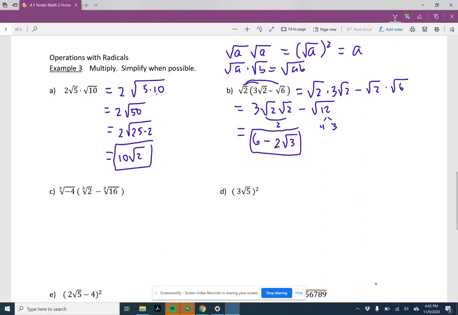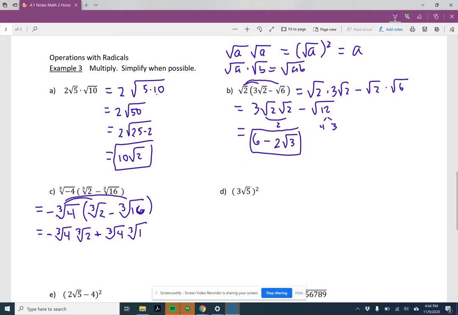Let's try one with the cube root. Cube root of negative 4 is the same as the negative cube root of 4. So first thing, when I have a cube root of a negative, I'm going to pull that negative out in front before I do anything else. Now remember, we're always thinking. So now we're going to distribute. We've got the cube root of 4 times the cube root of 2. And then we've got negative and negative make a positive now. We're multiplying a negative times a negative as we distribute, right? So that becomes a positive, and we've got the cube root of 4 times the cube root of 16.